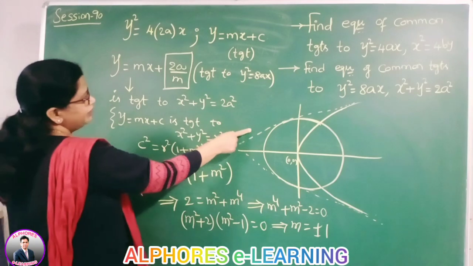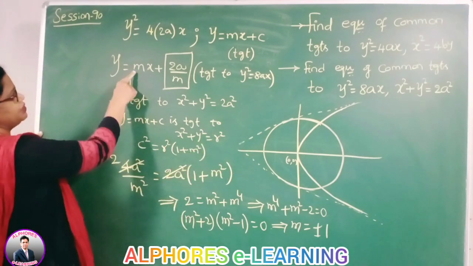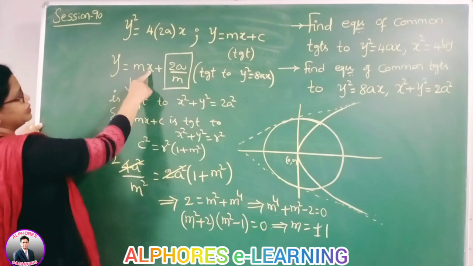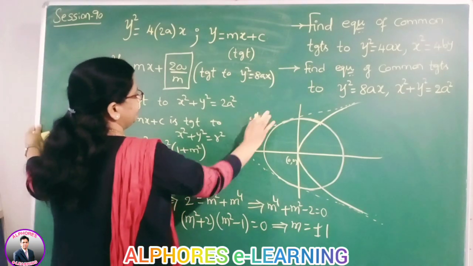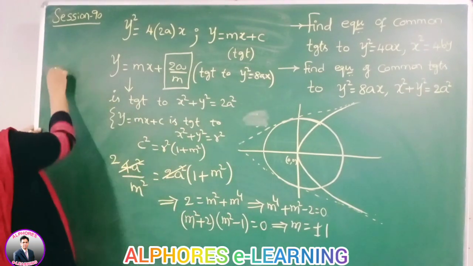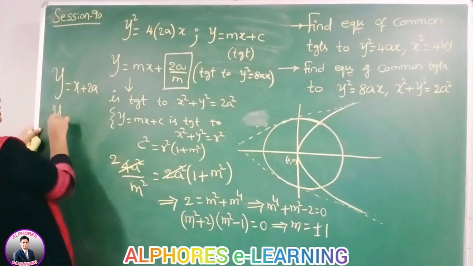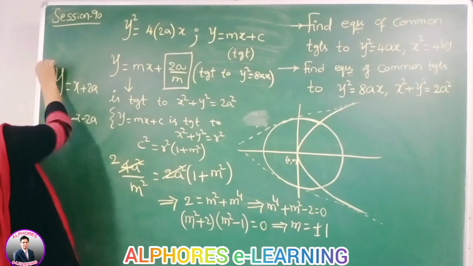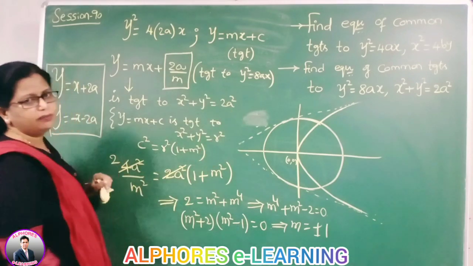That's why we got 2 kinds of common tangents. Now let us substitute the m value 1 here, then y equal to x plus 2a. So one tangent, students, we can consider y equal to x plus 2a and the other tangent we can consider as y is minus x minus 2a. So these are finally the 2 tangents common to the circle as well as the parabola. Okay.